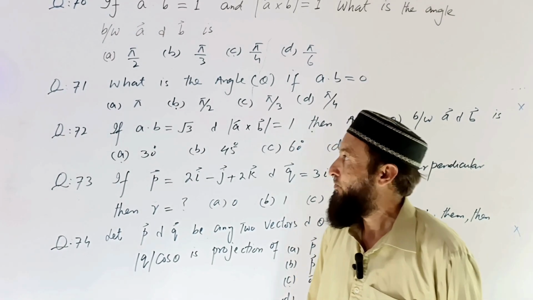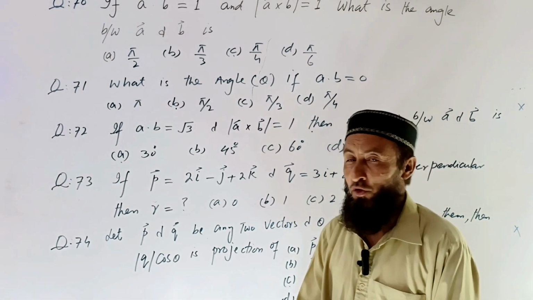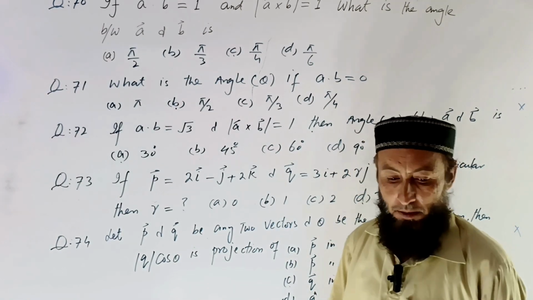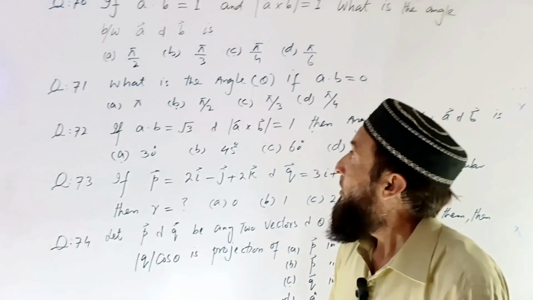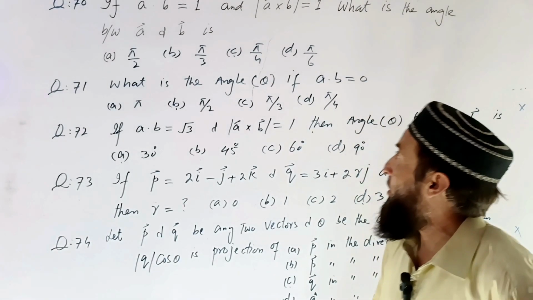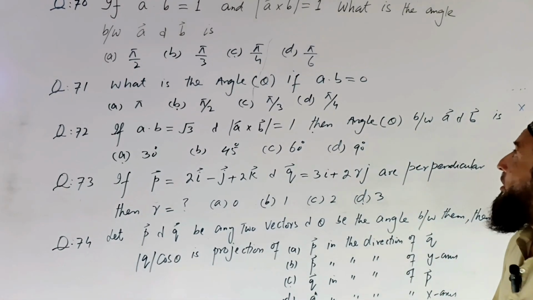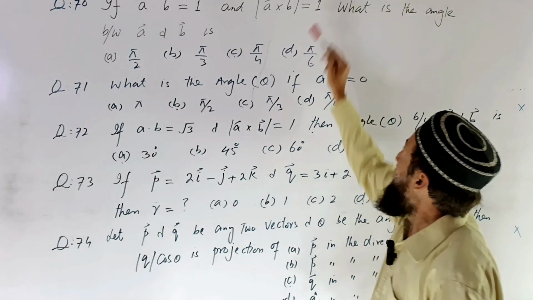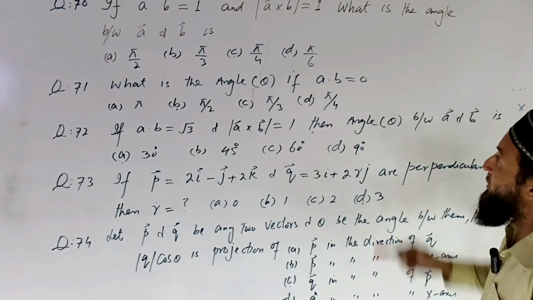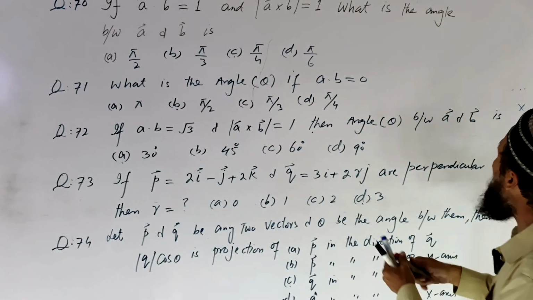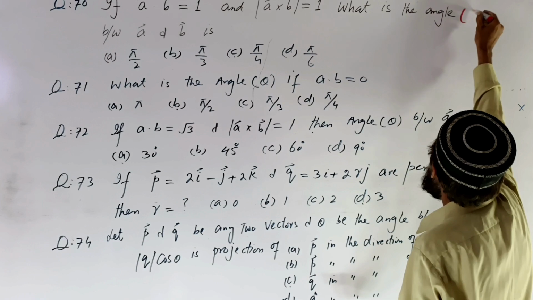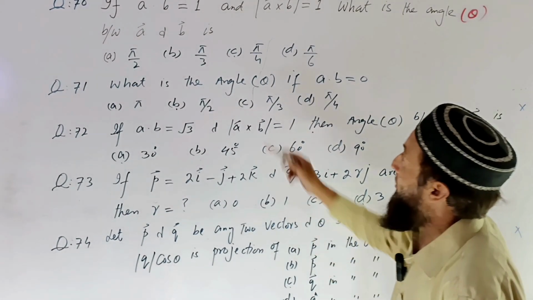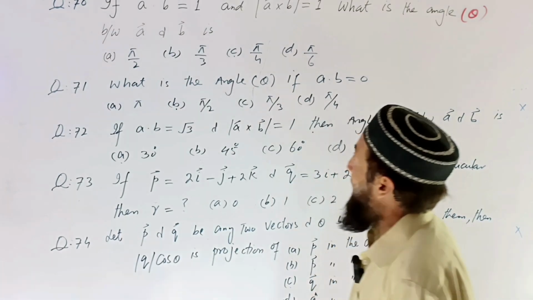Assalamu alaikum. Today we are proceeding to the same chapter, vector MCQs, question number 70. If A dot B is equal to 1 and the magnitude of A cross B is equal to 1, what is the angle? Theta is required here. What is theta between A and B, both vectors?